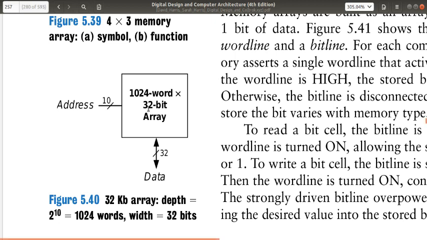If you are talking about bytes, how many bits is 1 byte? 8 bits is 1 byte. This is 32 bits, right? 32 bits means it is a 4 byte word. That means this whole thing is 1024 into 4 bytes, that will be 4 kilobyte. Here it is 32 kilobit. So this will be a 4 kilobyte memory, right?